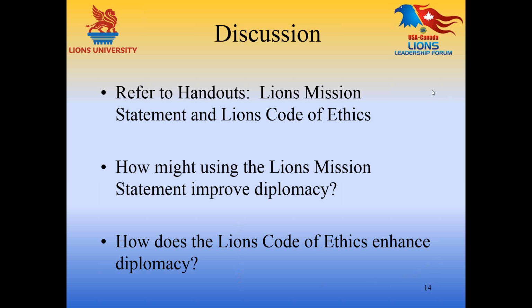You don't know what kind of state of mind people are coming in, and so it's important when we walk into that Lions activity, whether it's a meeting or a fundraiser or a service project, that we put our best foot forward and we treat our comrades, our fellow Lions, with respect and dignity, so that we can have success in all of our activities. Let's go on and take a look at the next slide.